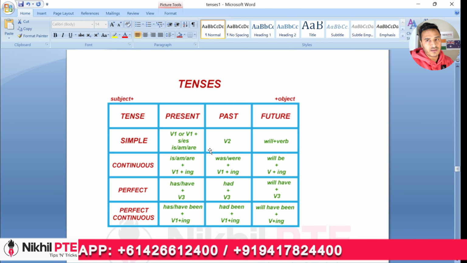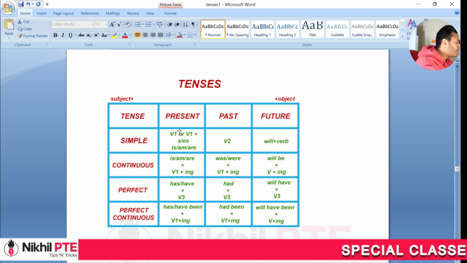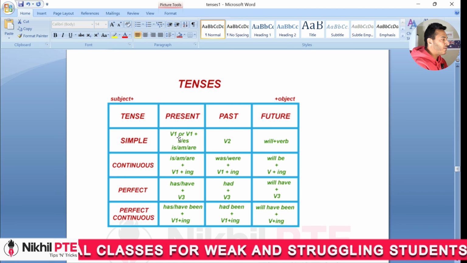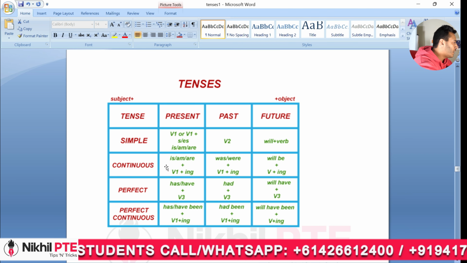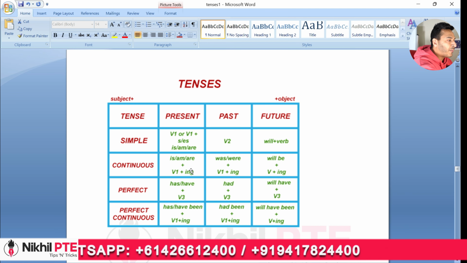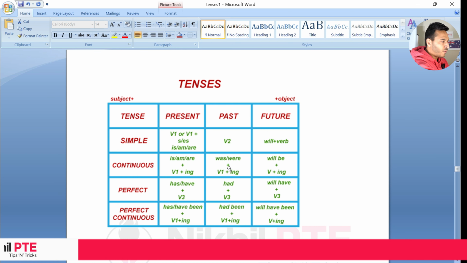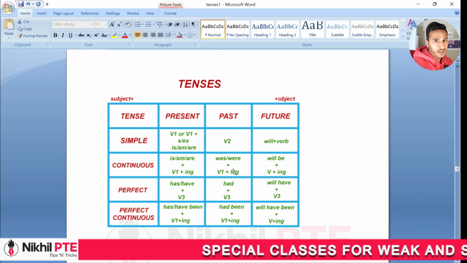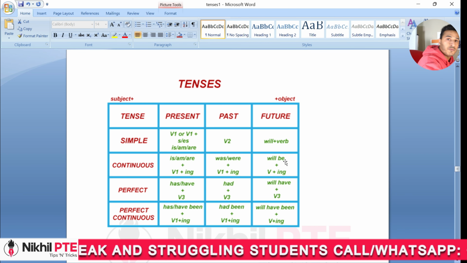There are three types of tenses: present, past, future. Here we are talking about subject and object, that I will explain later. Let's understand first. Simple present tense, in which you will use first form of verb plus s or es. Past, second form of verb, and future obviously will plus first form of verb. Continuous is am, is, are plus first form of verb plus ing. Was, were plus first form of verb plus ing in the past continuous. Continuous means ongoing, right? And future continuous means will be plus first form of verb plus ing.